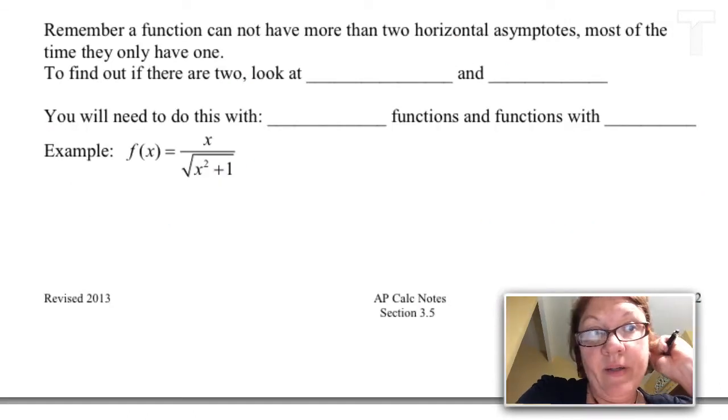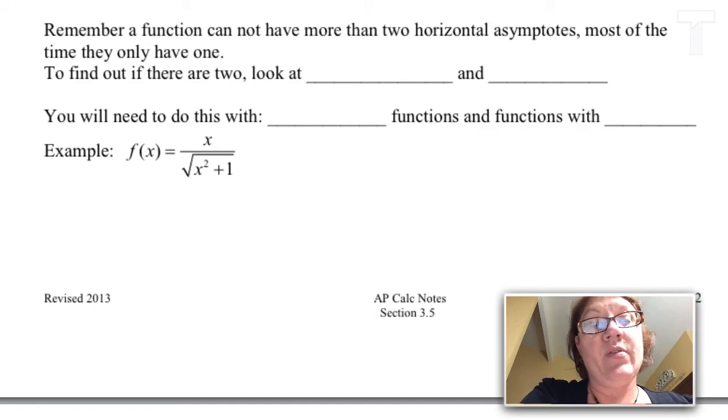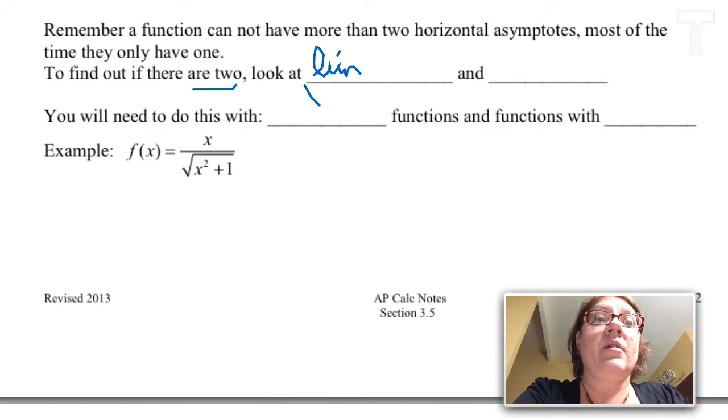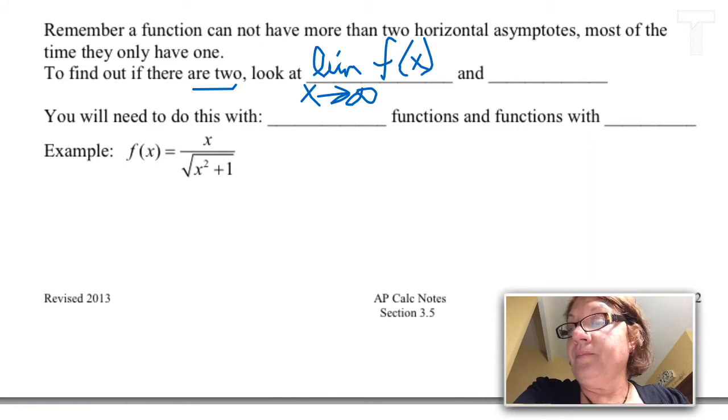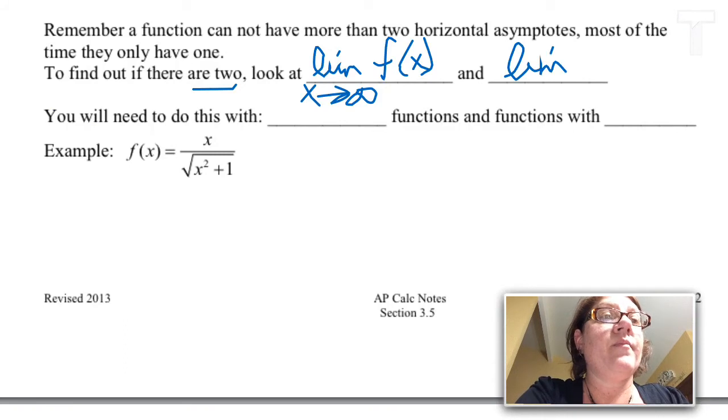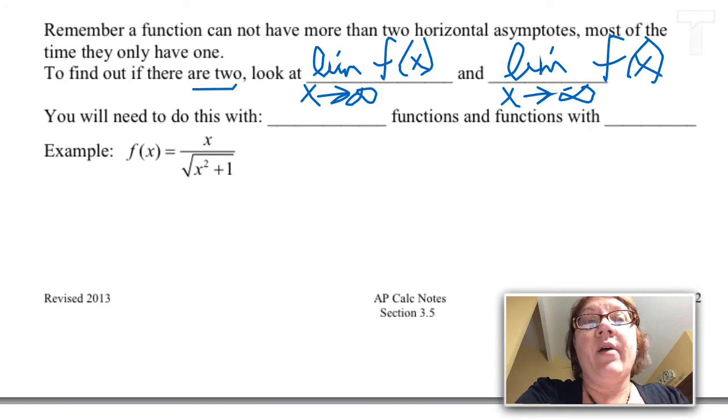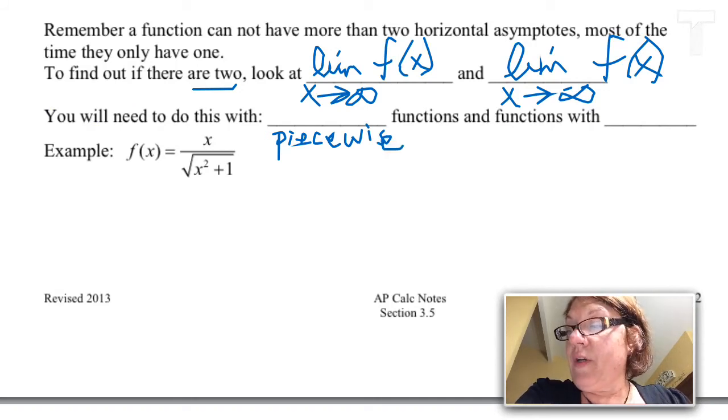So now keep in mind that that works when I have nice rational polynomial functions, but I might not always have that. So in order to figure out if there's 2, I'll need to look at those limits. One is x goes to positive infinity, and the other is x goes to negative infinity. And I'll have to do this with piecewise functions or functions with radicals.